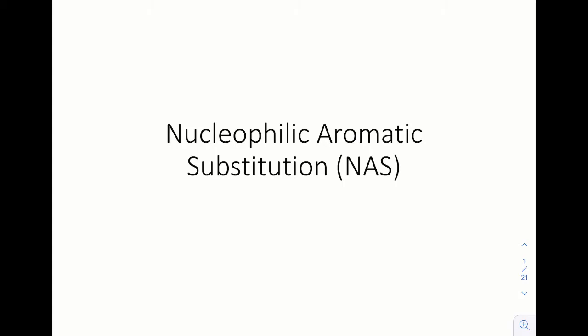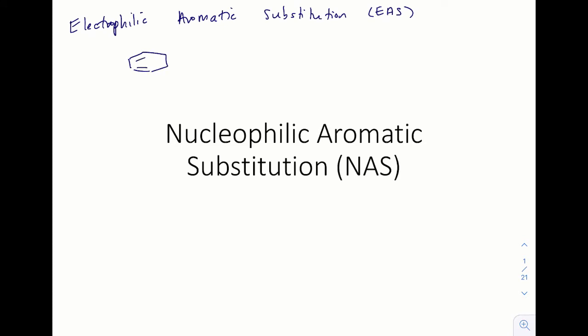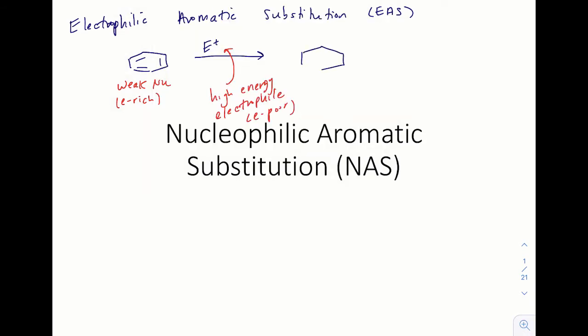In this video, we will discuss nucleophilic aromatic substitution. We have already discussed electrophilic aromatic substitution, where the ring acts as a weak nucleophile, reacting with high-energy electrophiles, resulting in an overall substitution reaction, which occurs via two elementary steps.